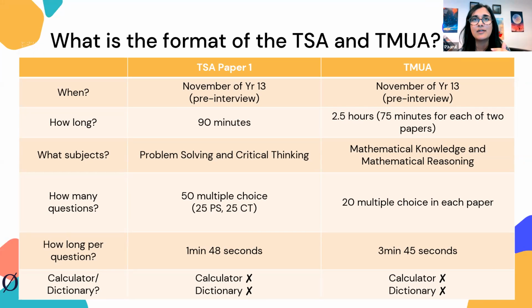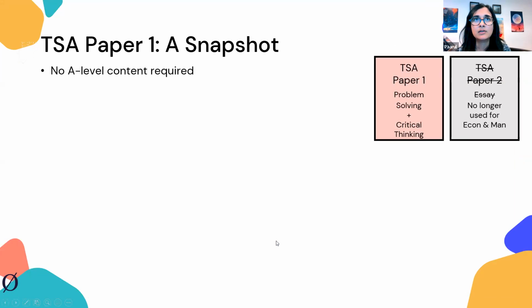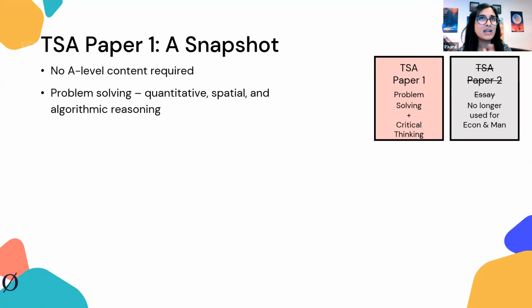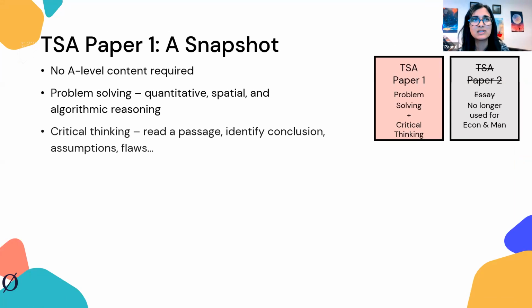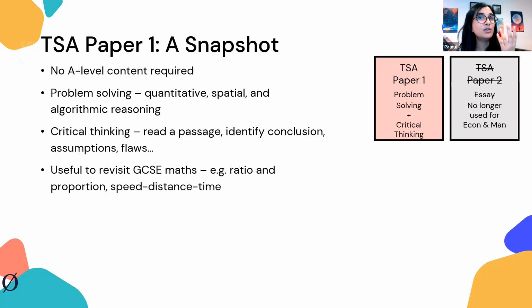Okay, so that's the basics, but now let's get into what these questions actually look like. For the TSA, no A-level content is required. Problem solving is like quantitative reasoning, spatial reasoning, algorithmic reasoning. And in critical thinking, you read a passage and identify the main conclusion, the assumptions, the flaws, and what kind of reasoning is used in the paragraph. It can be useful to revisit GCSE maths, things like ratio, proportion, speed, distance, time.